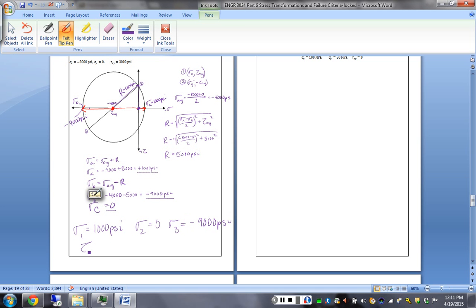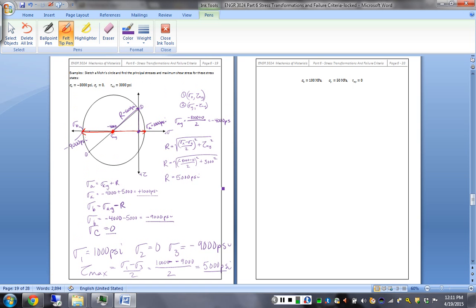And then our maximum shear stress, once we've reordered them by magnitude, is always sigma 1 minus sigma 3 divided by 2, which is 1,000 minus a minus 9,000 over 2, or 5,000 psi. Maximum shear stress for this case, 5,000.